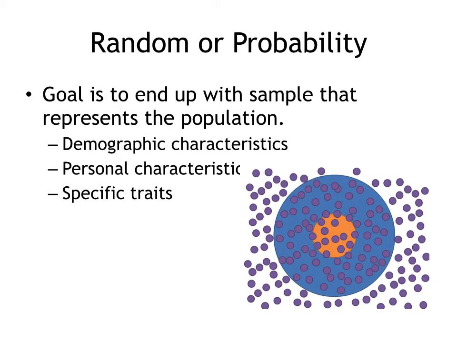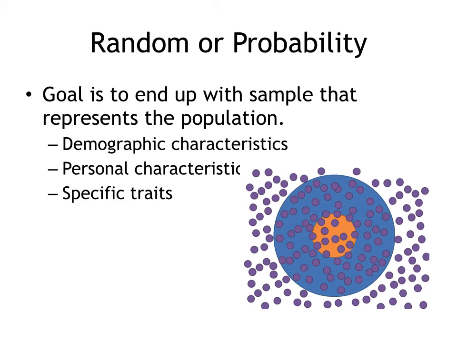The whole purpose of random sampling is to end up with a sample that truly represents your population. So in this case, in my silly little graphic here, you really want your orange circle to represent your blue circle. You're going to use the smaller sample group to make inferences about that larger group.